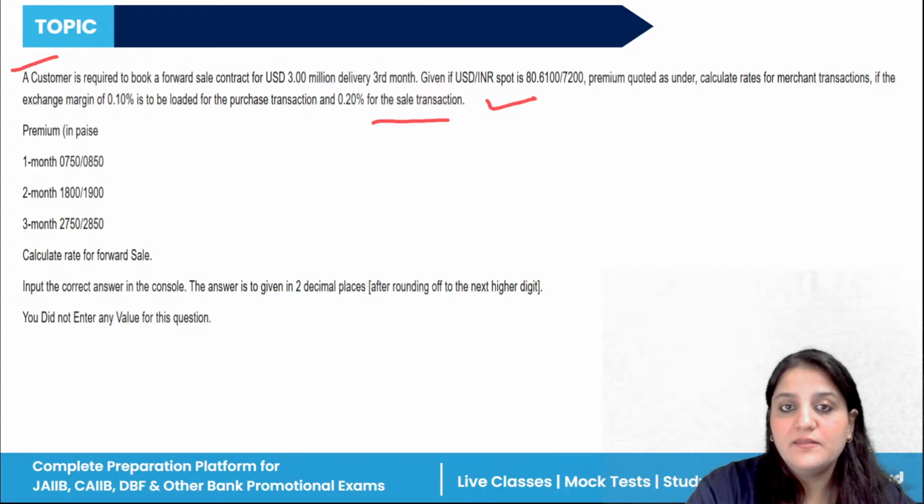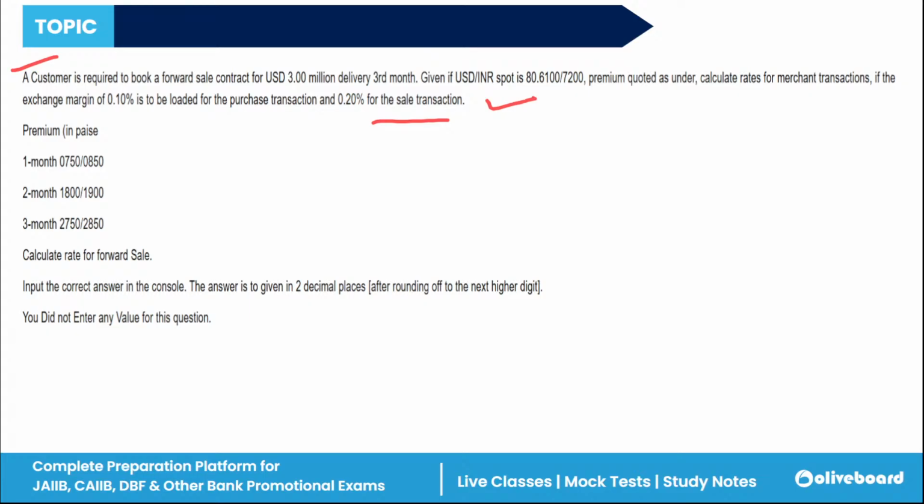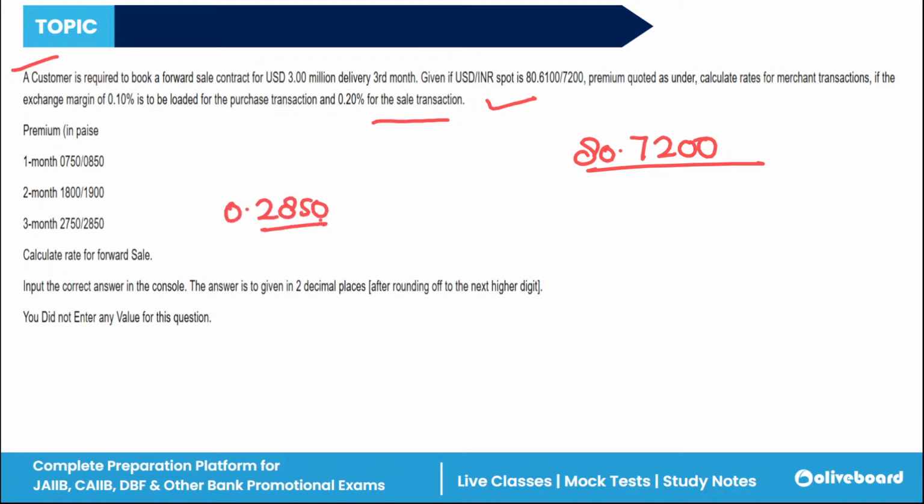In that case, what we have to do, we want to calculate the spot rate for sale. So we take here the sale spot rate, which is 80.7200, and then we have to add the premium for 3 month sale, which is given here 0.2850. Then we can add here the 20% of spot rate as margin just to get the forward rate.